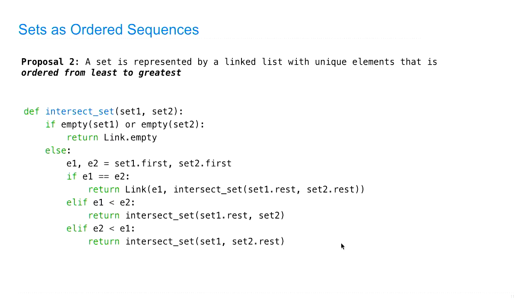Okay, so we want to intersect, which means we only want to keep elements that are in both sets. If E1 is less than E2, that means E1 is smaller than everything in set 2. That means it's not in set 2, so we throw away E1.